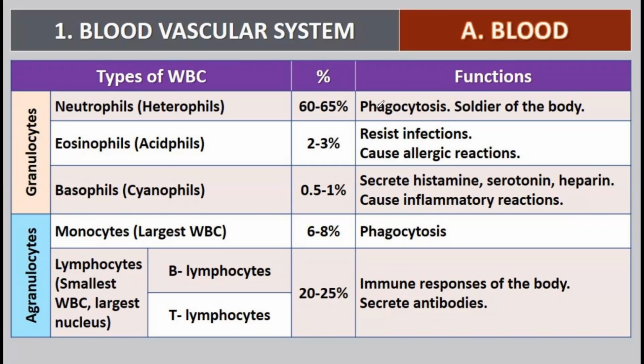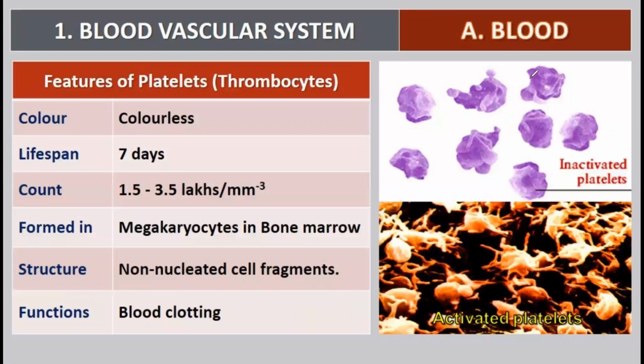Lymphocytes could be small lymphocytes or the large lymphocytes with the largest nucleus. They are of two types, B lymphocytes and T lymphocytes. B and T lymphocytes occupy 20 to 25% in the plasma and the function is in immune responses of the body, and they produce antibodies.